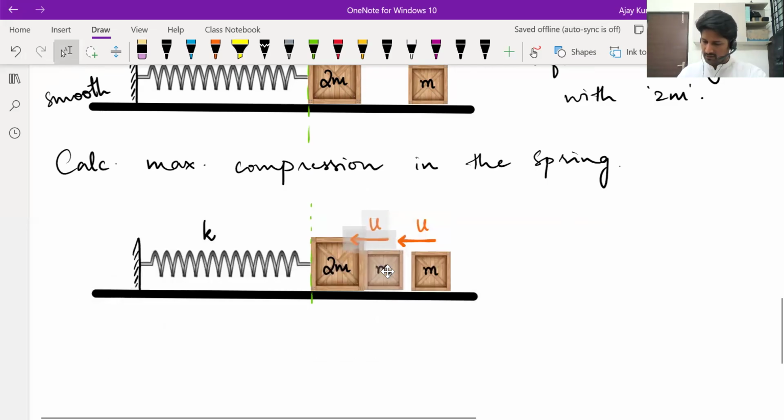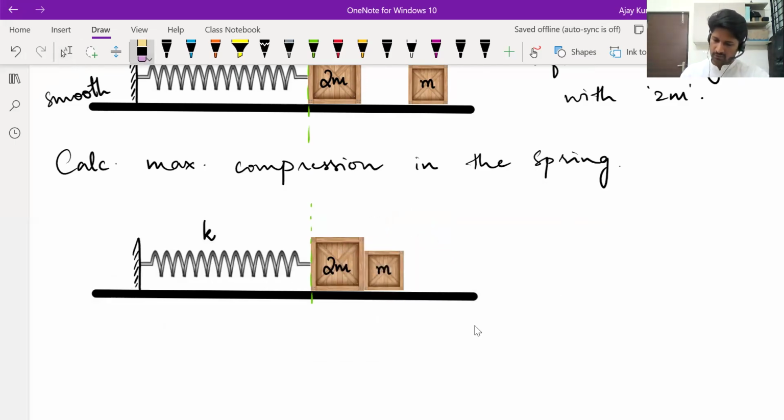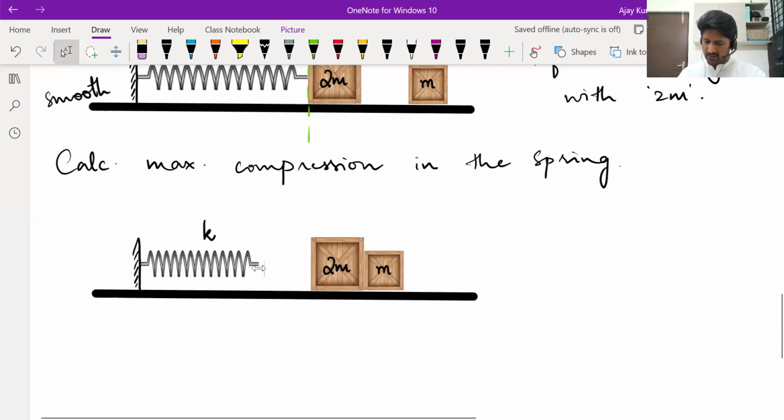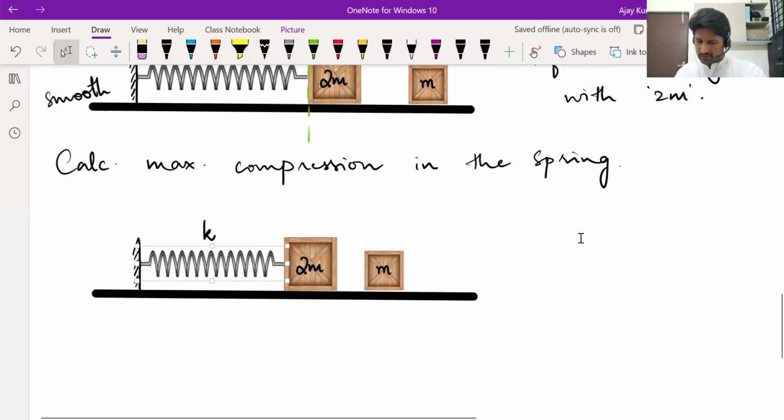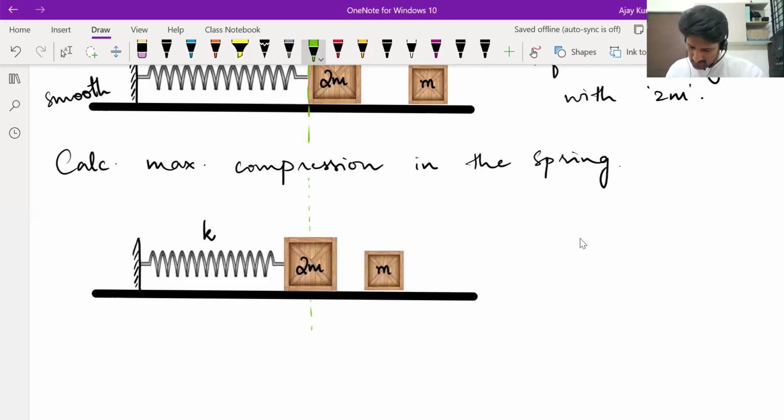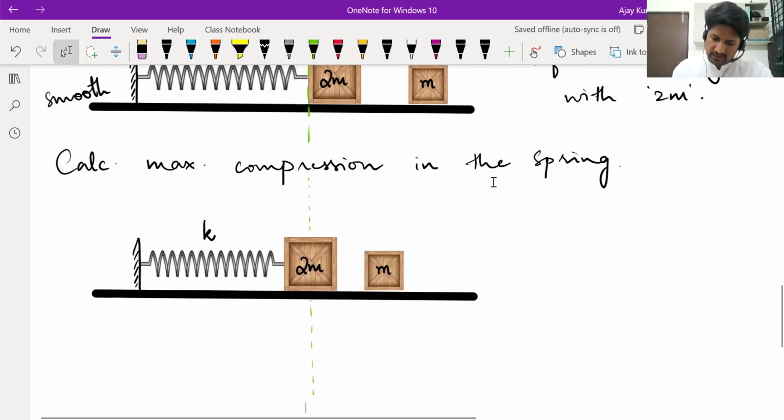m comes here, strikes 2m, and as given in the question, m comes to rest after striking 2m. So 2m starts off with some velocity, but as 2m moves forward, the spring gets compressed. Spring starts exerting a force on 2m to the right. Okay, let's visualize it step by step. Where was the natural length of the spring? Natural length was at this position. Now it has crossed that position. So since the spring is compressed, it starts exerting a force on 2m.